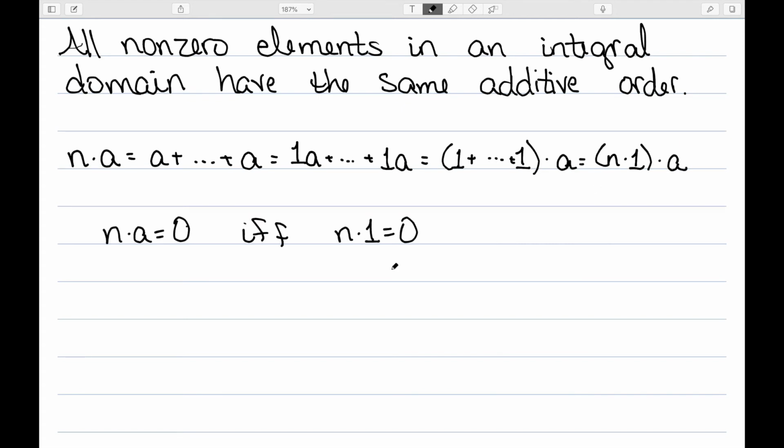So this tells us that n times a is equal to 0 if and only if n times 1 is equal to 0. And this is because we know a is not equal to 0. If n times a is equal to 0, then I have 0 is equal to (n times 1) times a. And in an integral domain, if I have a product equal to 0, one of the elements has to be equal to 0. So it must be n times 1. So therefore, all elements have the same additive order.